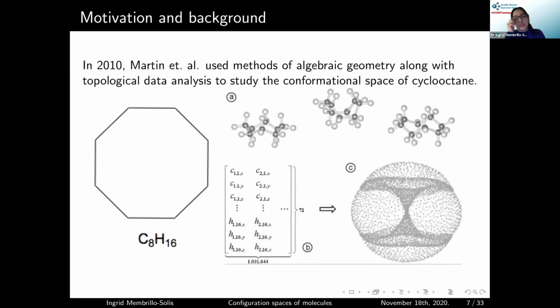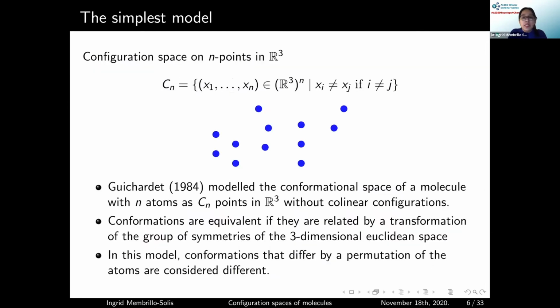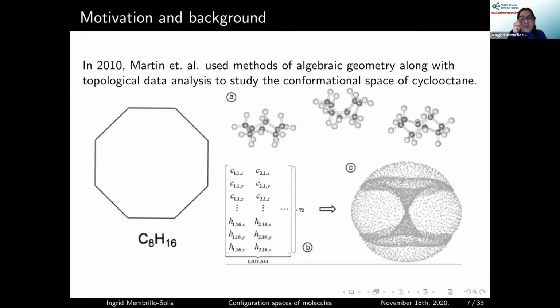This is just a bit of the theoretical part, which was done in 1984. But more recently, in 2010, Martin and others used methods of algebraic geometry and topological data analysis to study the conformational space of cyclooctane. Here I'm showing three conformers of cyclooctane.